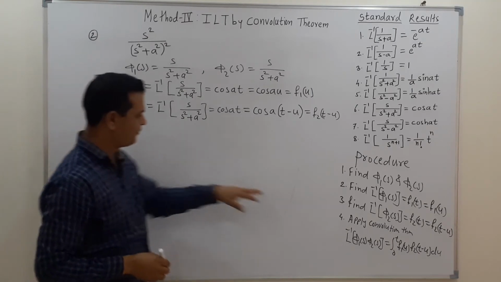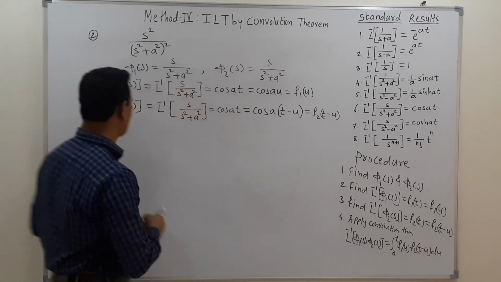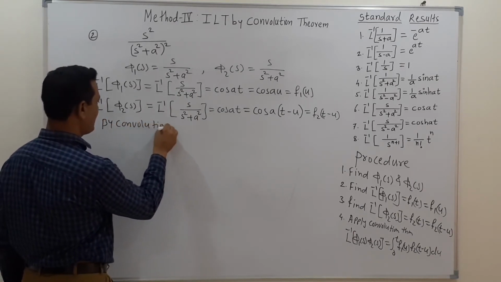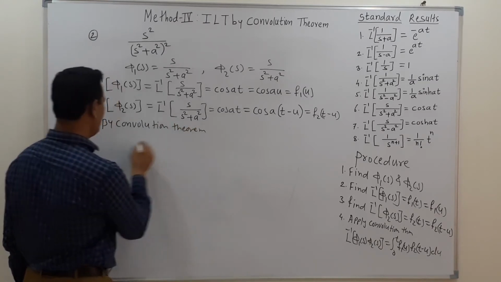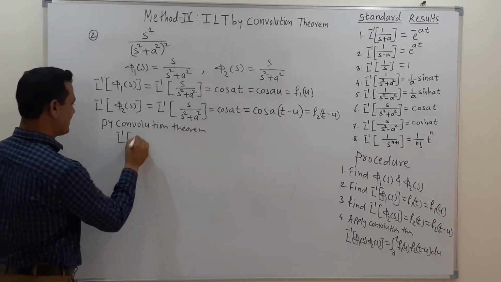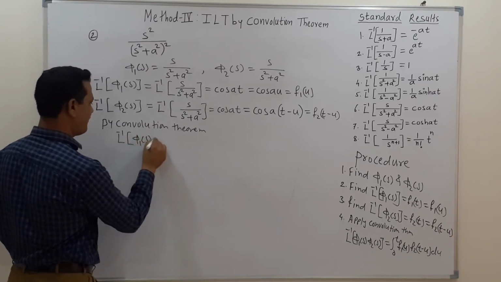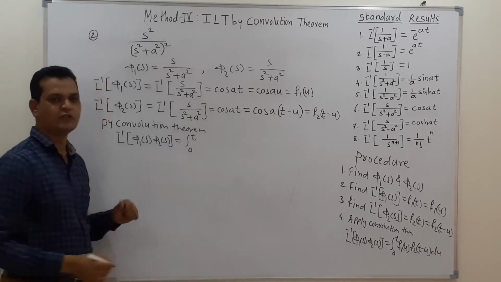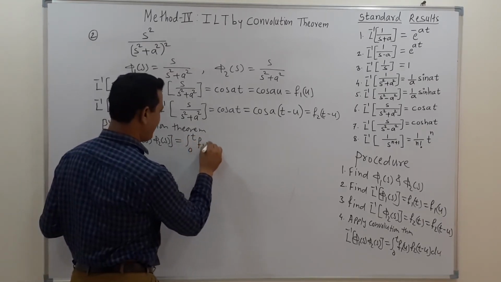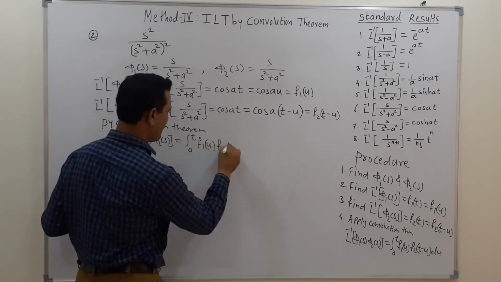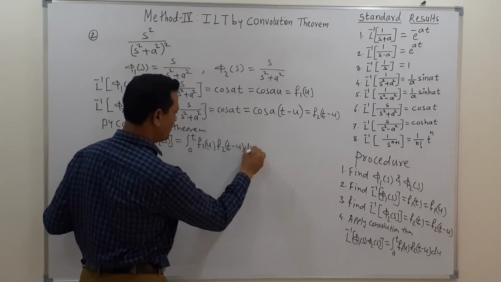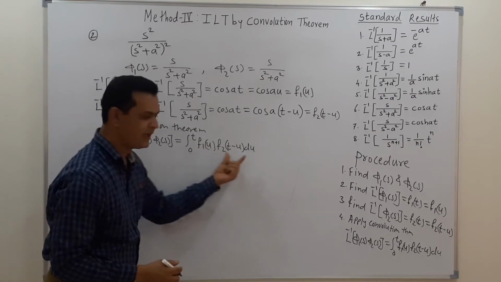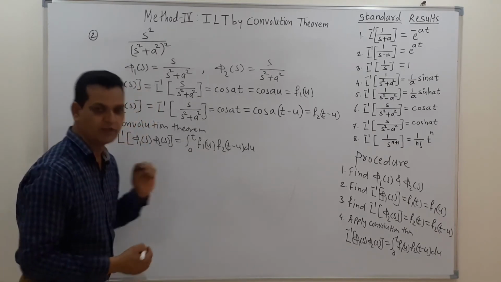Now apply step number 4, which is called the convolution theorem. By the convolution theorem, we can write the inverse Laplace transformation of phi 1 of s, phi 2 of s as the integration from 0 to t of f1 of u, f2 of t minus u du. The theorem is given here also. Now in this theorem, put the values of f1 and f2 of t minus u and find the integration.